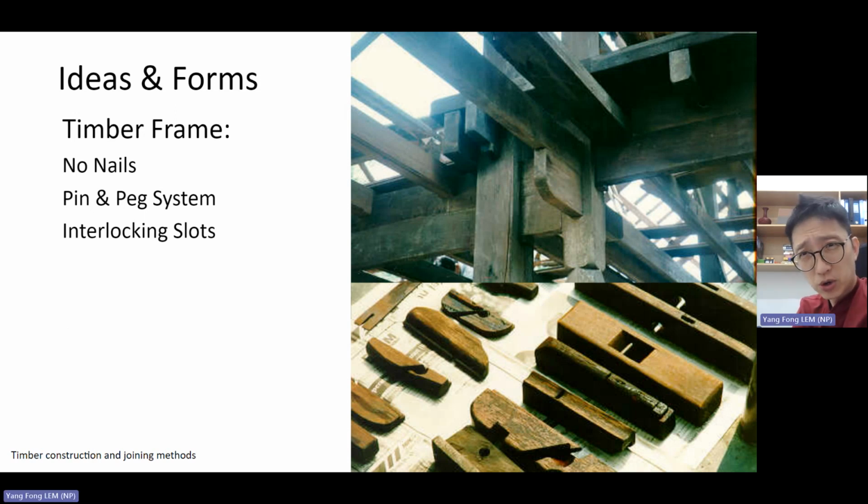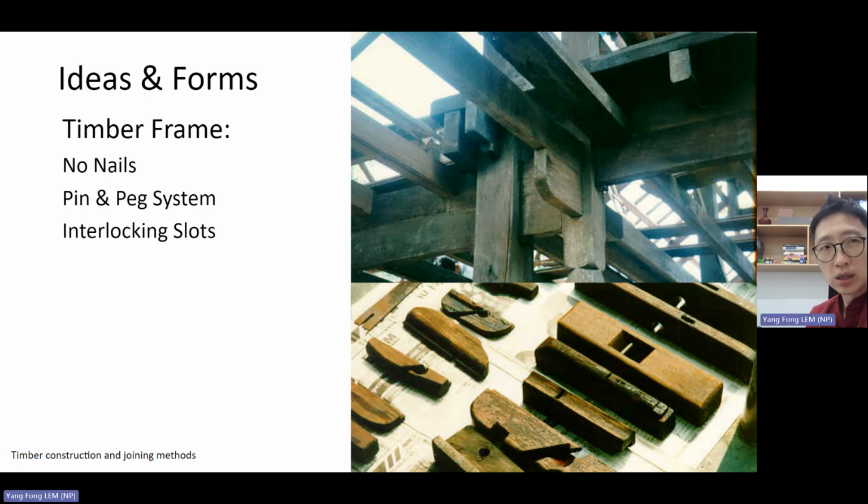So remember the Malay view is that everything is alive, right? When you see everything as alive, the way that you chop a tree, the way that you harvest a tree, the way that you use timber as a building material changes, right?